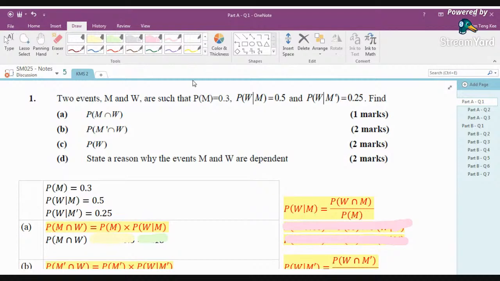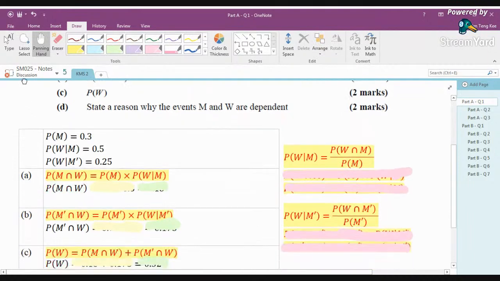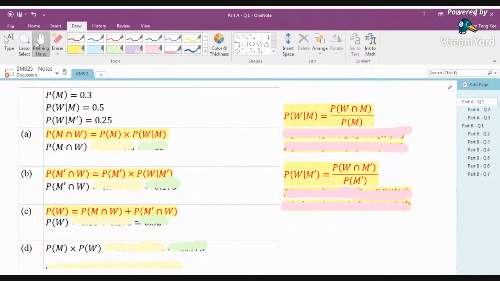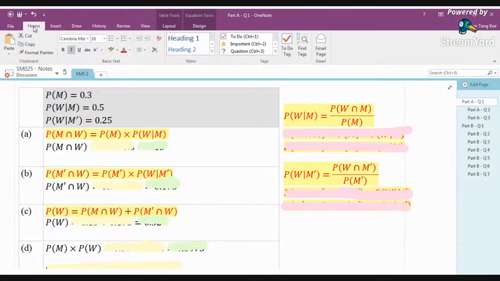Let's have a look. First of all, in my solutions here, I just summarized the information that is already given to me, where the P(M) and the two conditional probabilities are listed below as reference. This is not a compulsory step to do. So let me have it written in red. This is not a compulsory step, just for us to refer.